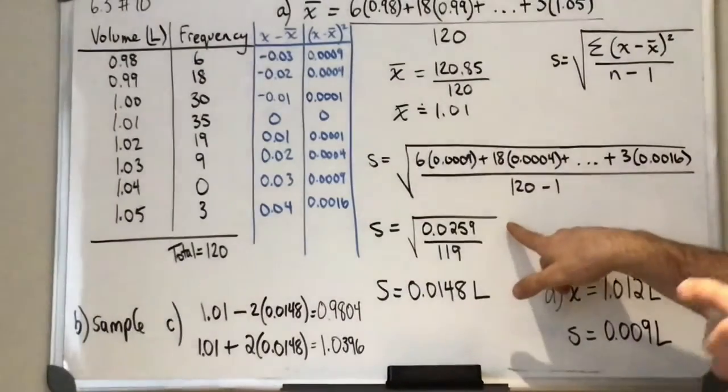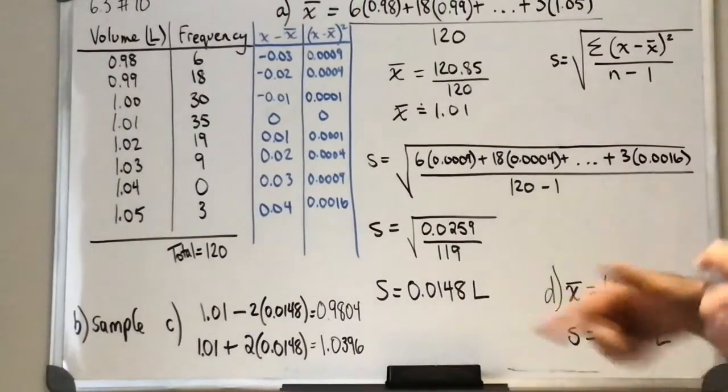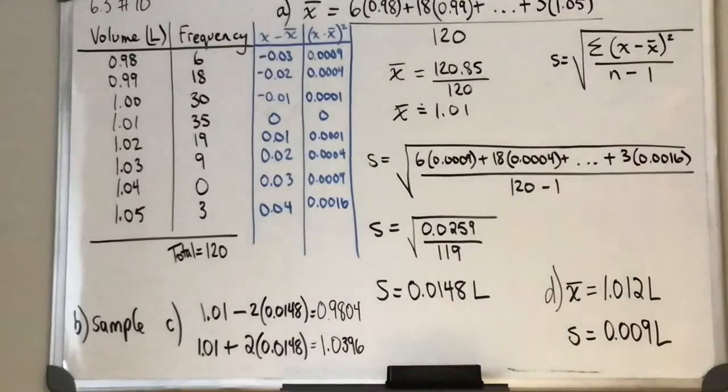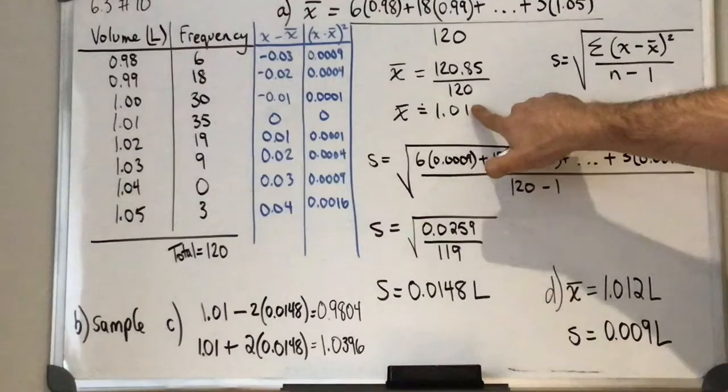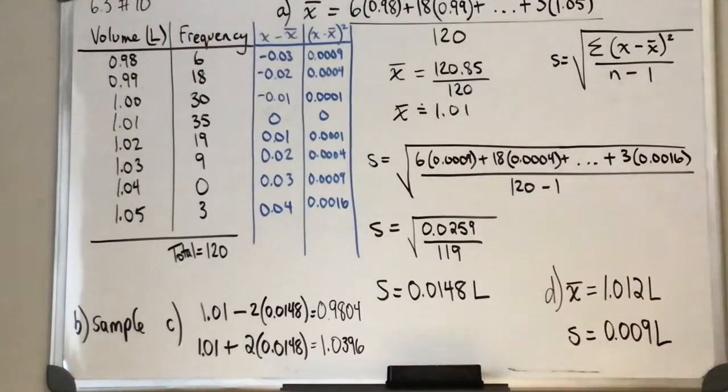That leaves us with a standard deviation of 0.0148 liters. It looks from the company's perspective that if we have an average of 1.01 and a standard deviation of 0.0148, that's going to mean the majority of the 1 liter cartons are going to be at least 1 liter, but not all.